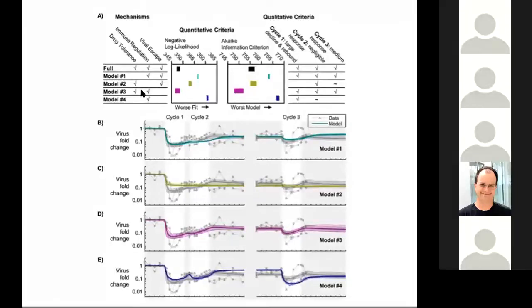regulation on its own is able to reproduce the data, since the tolerance and viral escape don't seem to be necessary. But if we remove both tolerance and viral escape, we see that we're able to reproduce the short-term dynamics for each cycle, but the response in cycle 1 and cycle 3 are identical. So you lose this long-term change in drug efficacy if you don't have either of those mechanisms. If you take both of them out, you can't reproduce the qualitative criteria. And so that means that you at least need one of them, but we're not sure which one or if we need some combination of the two.